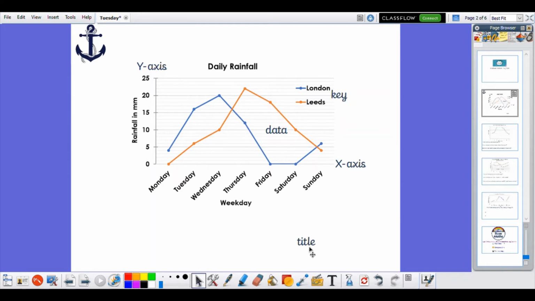And then the title, we've got 3 titles, okay? We've got the main title, which is daily rainfall. We've got a title down here that says weekday, which is the title of the x-axis, and the rainfall in millimeters is the title for the y-axis. Okay, so on every graph, you should find all of these things. Okay, so let's move on.